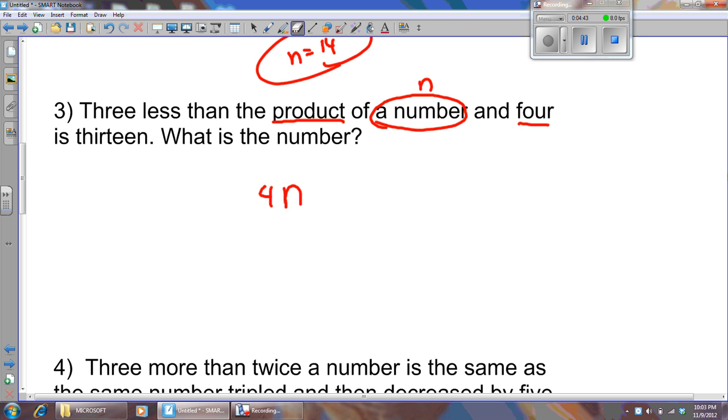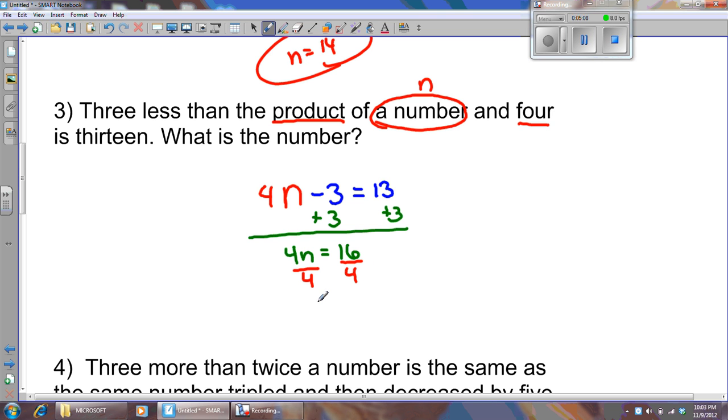So I need 3 less than this. As we saw in the last example, that would be minus 3 is 13. So now I'm ready to solve. I'm going to add 3 to both sides, and I'm going to get 4n equals 16. I'm going to divide by 4, and n is going to equal 4. There you go. One last example.